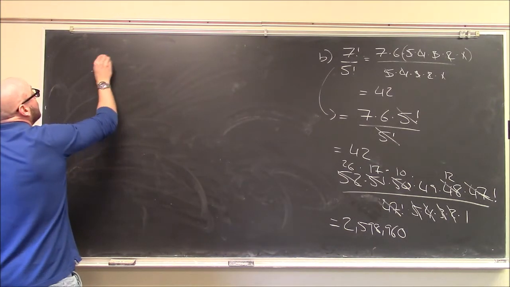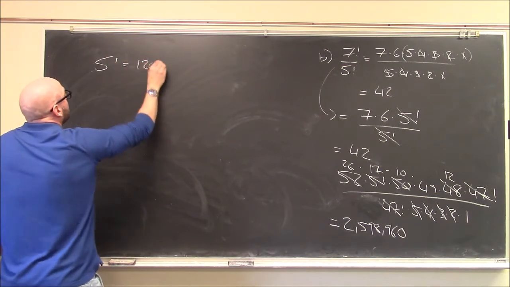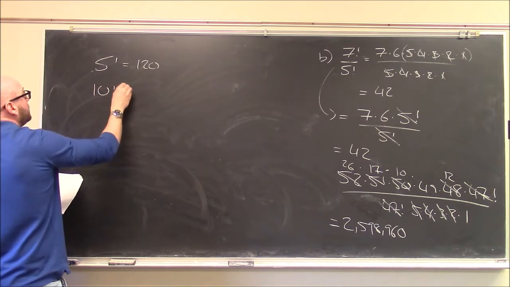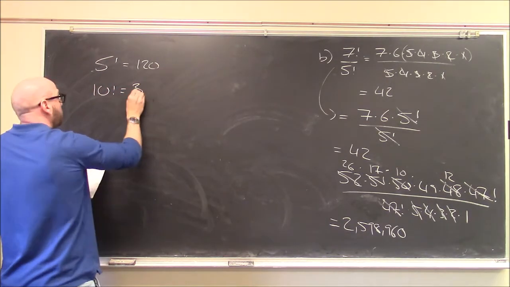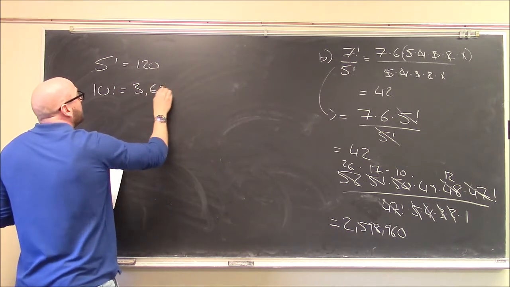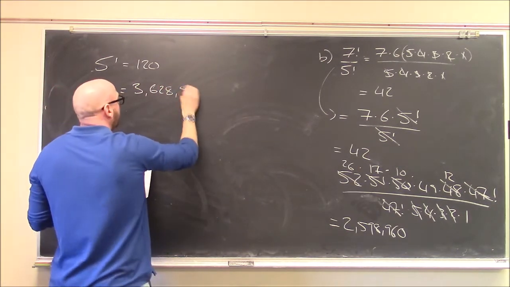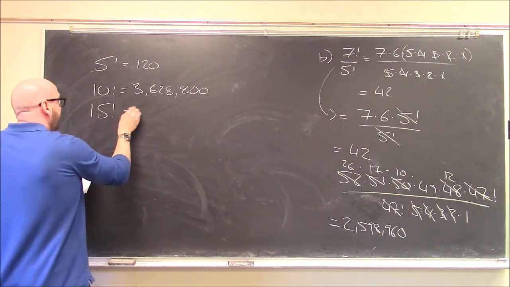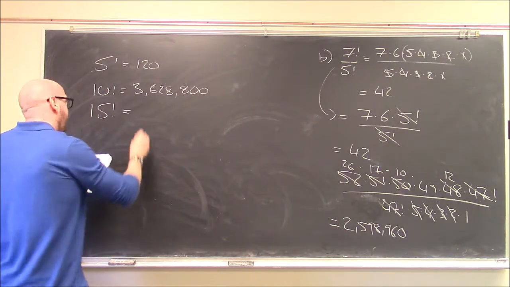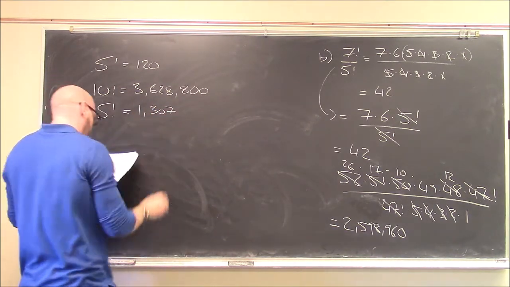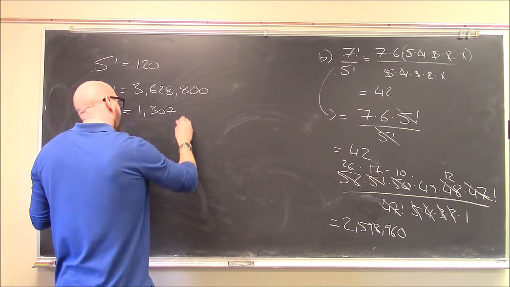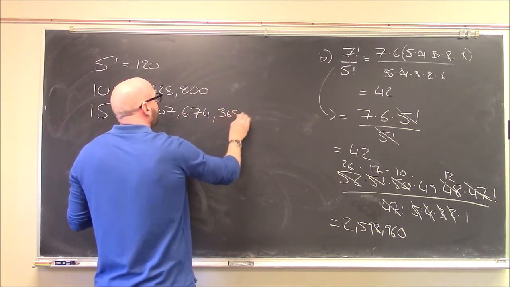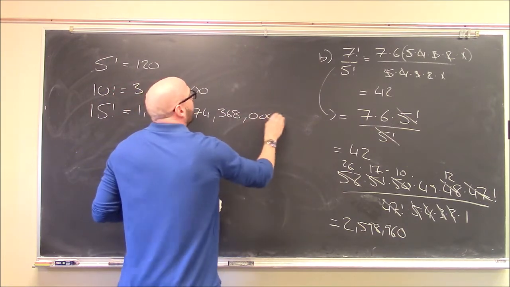For example, we saw 5 factorial was 120. Keep computing them. Here's 10 factorial. If I compute 10 factorial, this is 3,628,800. 15 factorial, if you compute this, this is now up in the trillions. This is now 1,307,674,368,000, and that's it.